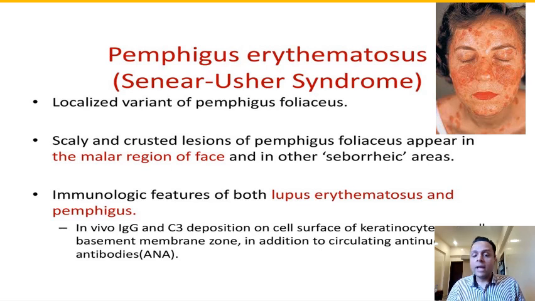Immunological features of both LE and pemphigus will be there. As I told you, the lupus band test will be positive, and when you do the ANA profile, ANA will be positive. They will have IgG and C3 on the cell surface. And in circulation, there will be ANA positive. This is just a combination, as the name itself says, pemphigus erythematosus: SLE with pemphigus. So it's a type of pemphigus foliaceus.